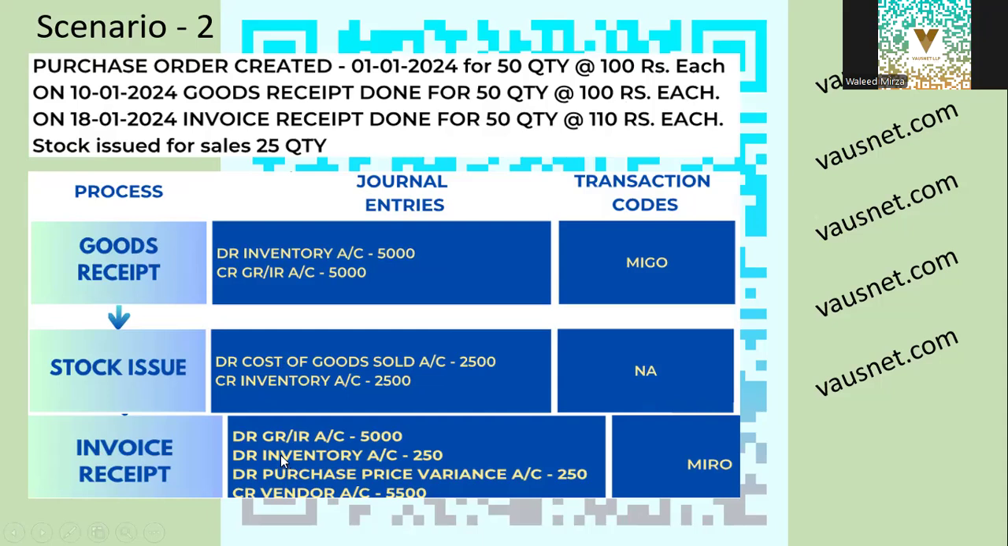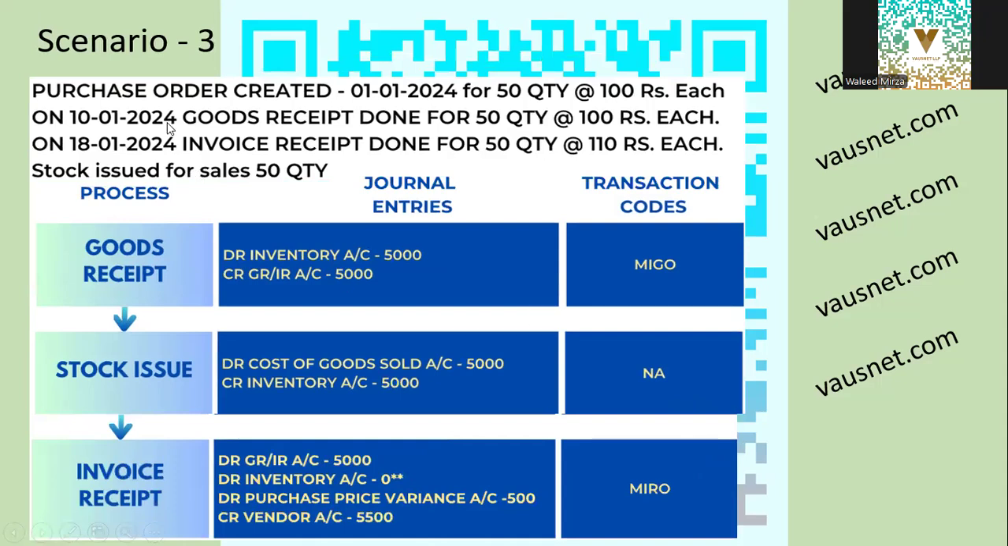When invoice is received from the vendor, GRIR is debited. Inventory account is debited 250 because of 110. You have to add this into inventory account. Purchase price variance. Now this is another account, auxiliary account, which captures variance, and the credit is 5,500 to vendor. The transaction code is MIRO.